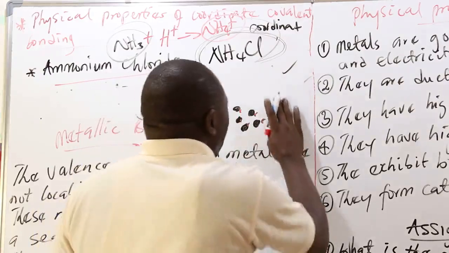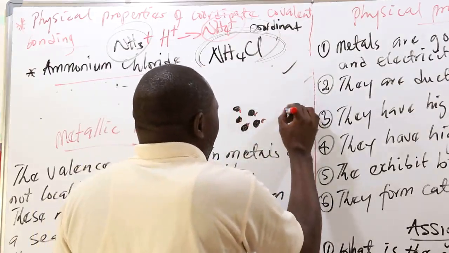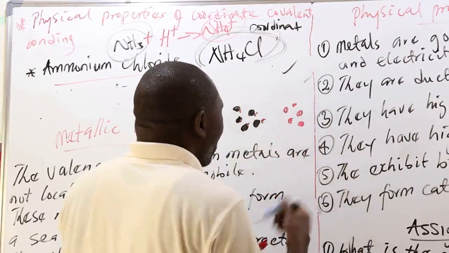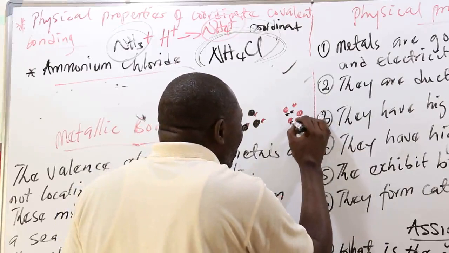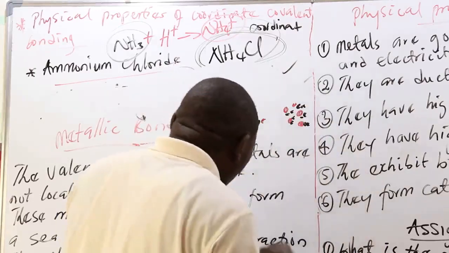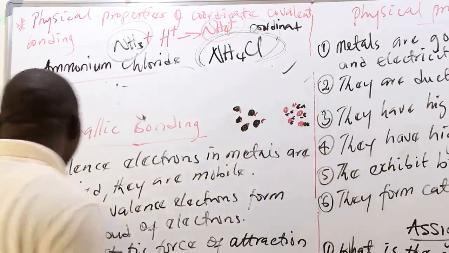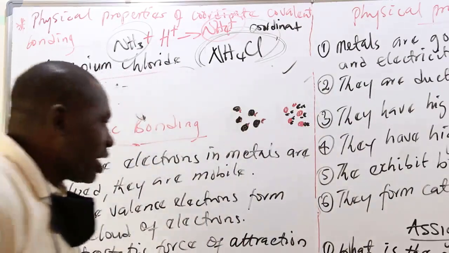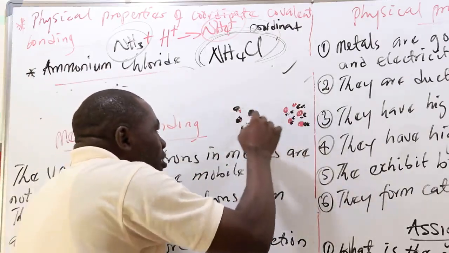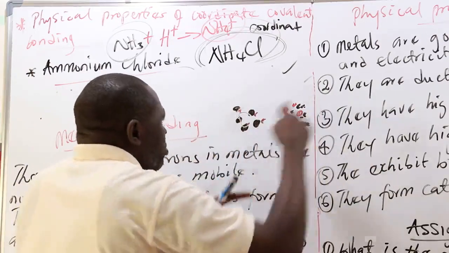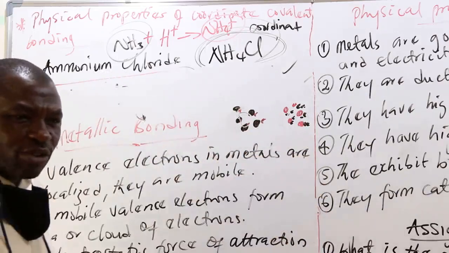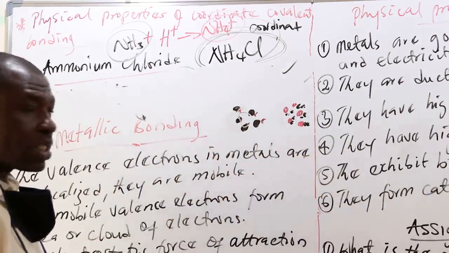Okay, if you go to calcium, that is in group 2, which means each of them will have 2 electrons in its outer shell. And we say these valence electrons are not localized, that means they are not static in one place. They are mobile, they move about, moving in between these atoms. And they form what we call a cloud or a sea of electrons, a pool of electrons.